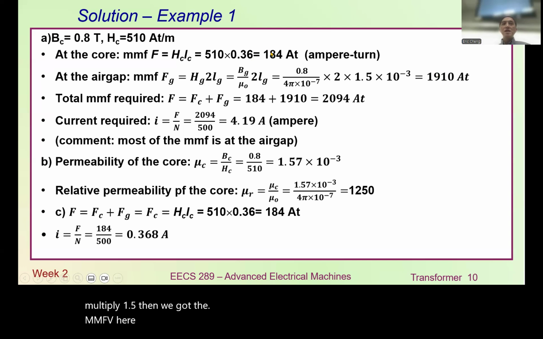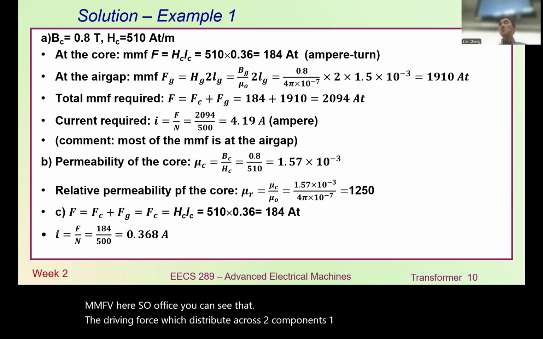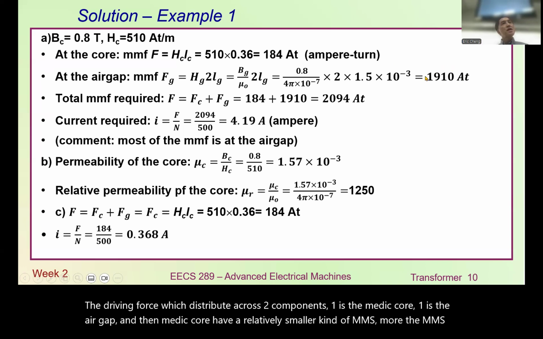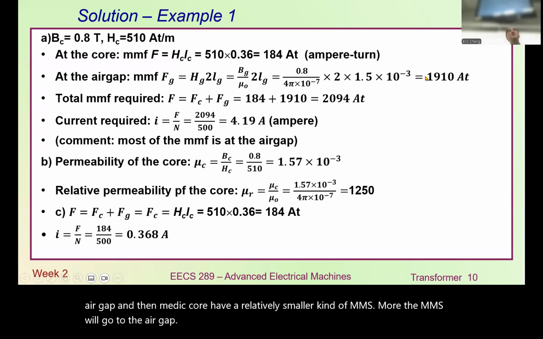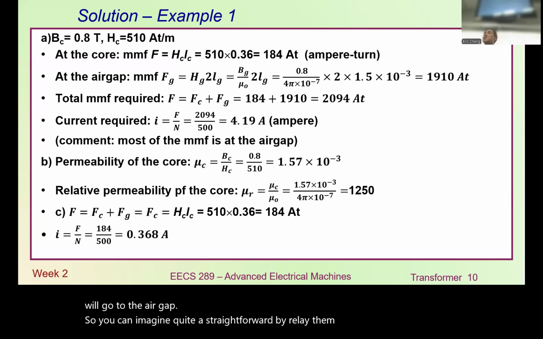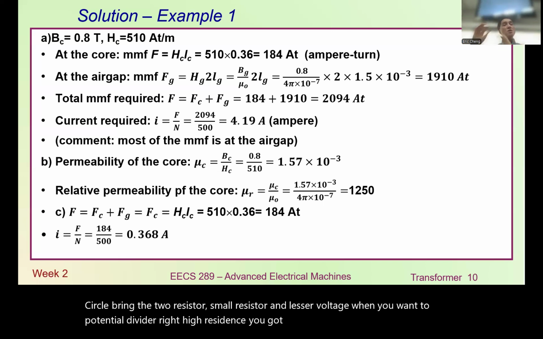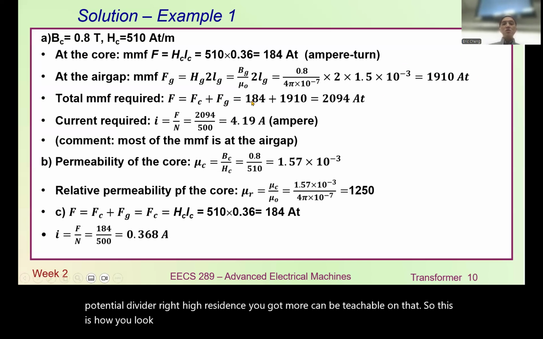Obviously you can see that the driving force is distributed across two components, one is the magnetic core, one is the air gap, and the magnetic core has a relatively smaller MMF. More of the MMF goes to the air gap. You can imagine it quite straightforwardly by relating it to an electrical circuit. When we have two resistors, a smaller resistor gets less voltage, like a potential divider, right? A high resistor gets more voltage distributed on it. So this is how it looks. And the total MMF is the summation of these two. So that's the driving force requirement from the coil, Ni.